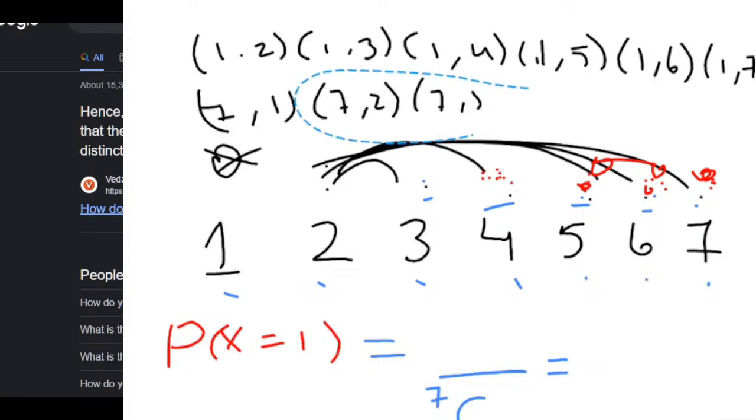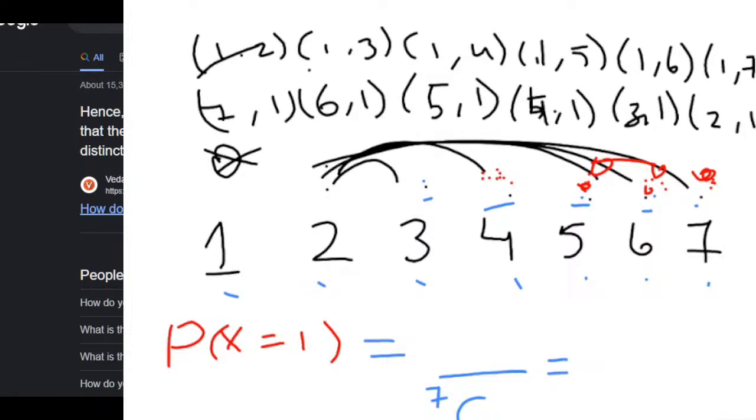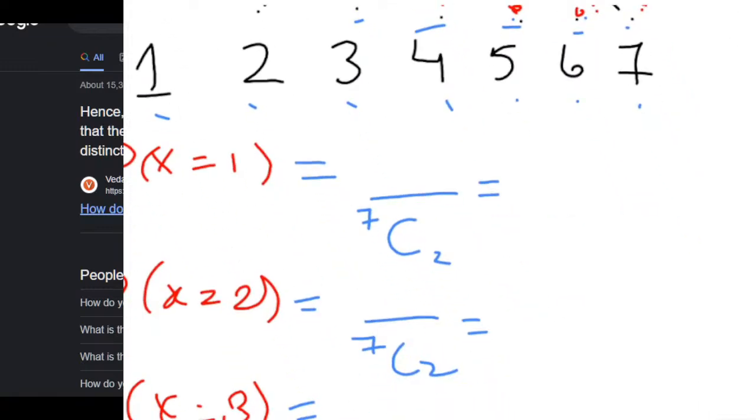Sorry. So it's 6,1; 5,1; 4,1; and then 3,1; and then 2,1. So there are totally 1, 2, 3, 4, 5, 6, 7, 8, 9, 10, 11, 12. Okay, I just need to subtract 2 from each.